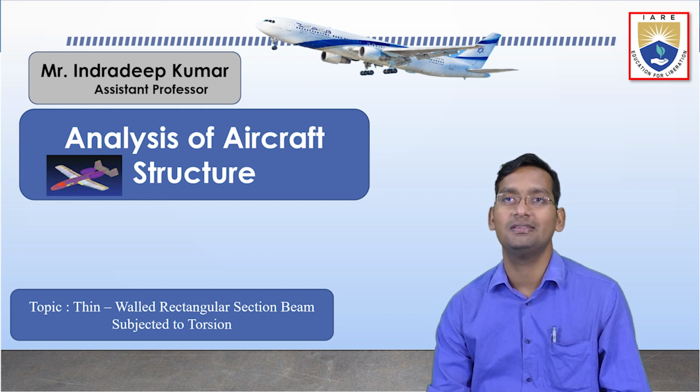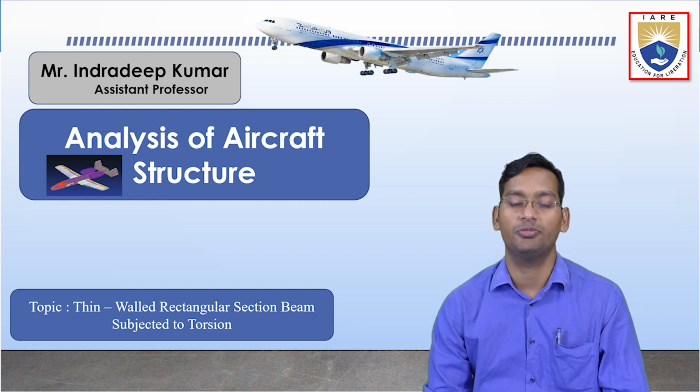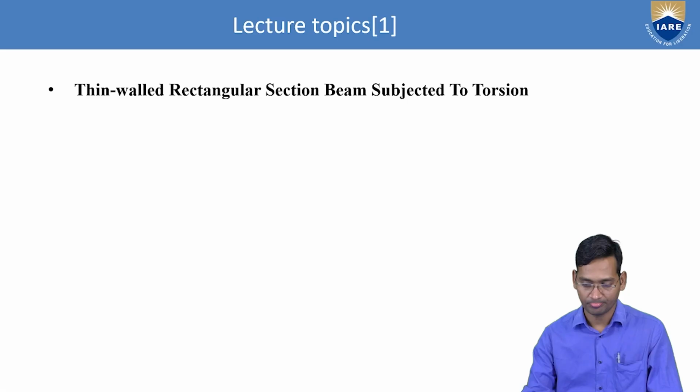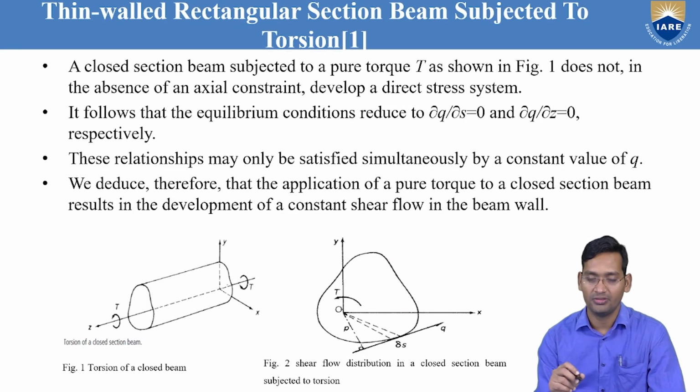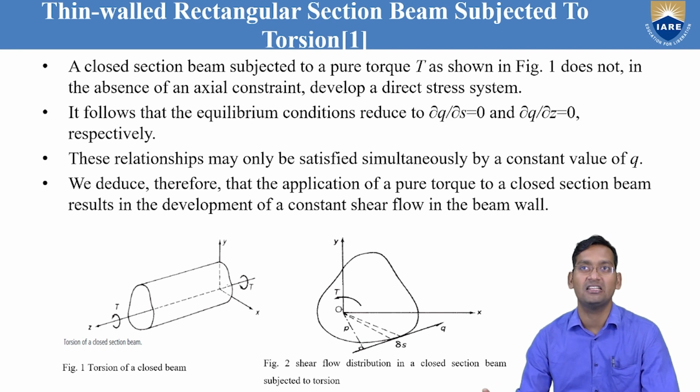In this video, we will see a thin-walled rectangular section beam subjected to torsion. This is our lecture video topic. So here a rectangular section is there, and for that we are finding the torsion.